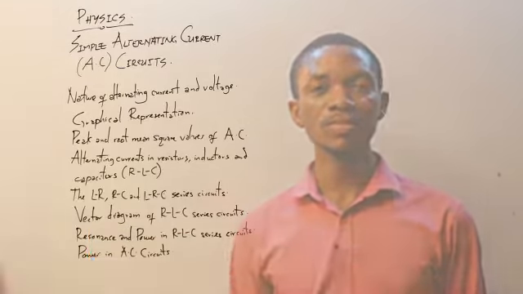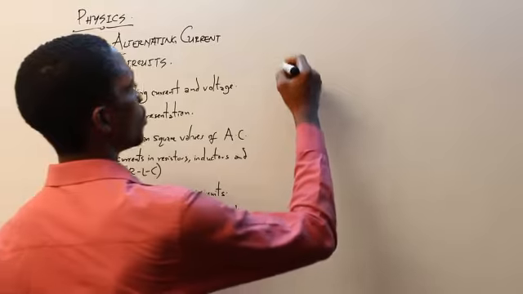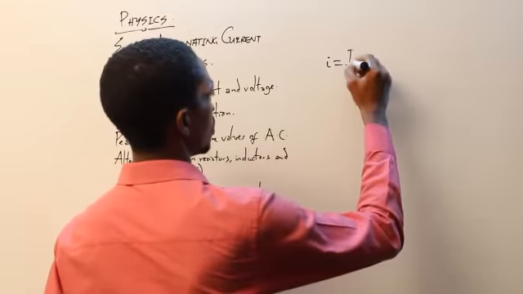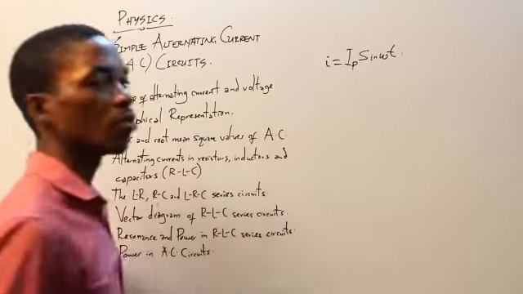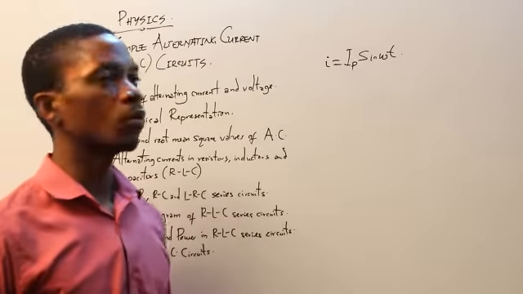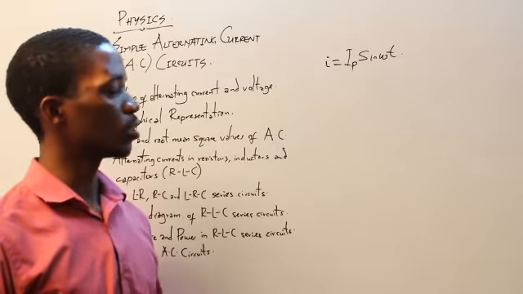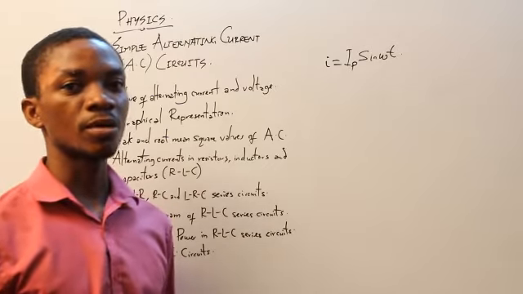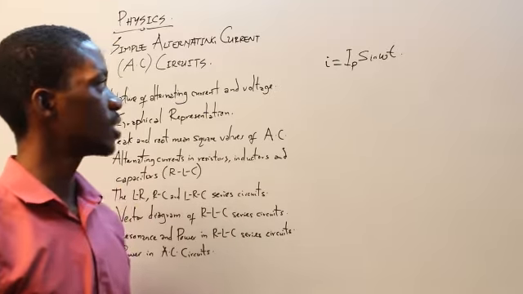To calculate the amount of current generated at every instantaneous position, it's calculated as i equals IP sine omega t, where IP represents the peak value of the current. Omega, of course, is the angular speed of the current, and t is the time, the specific time.